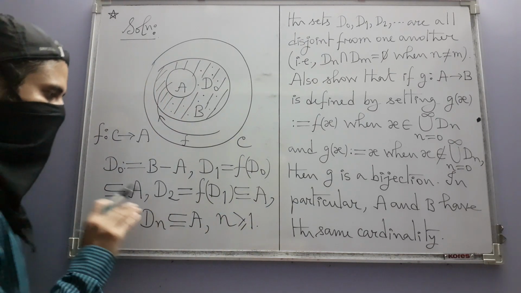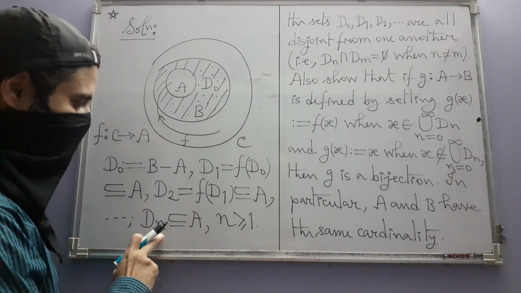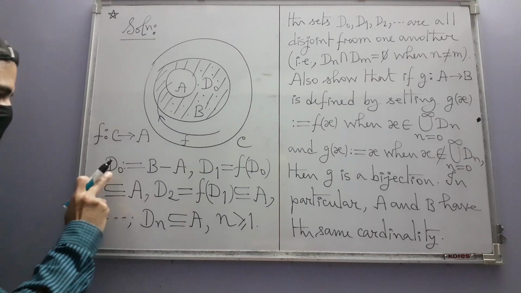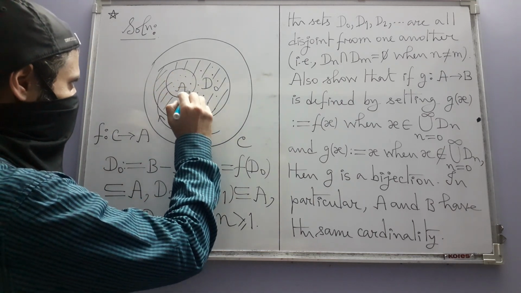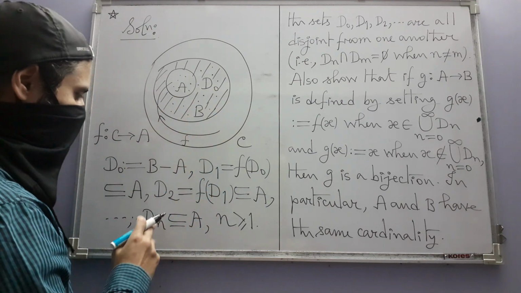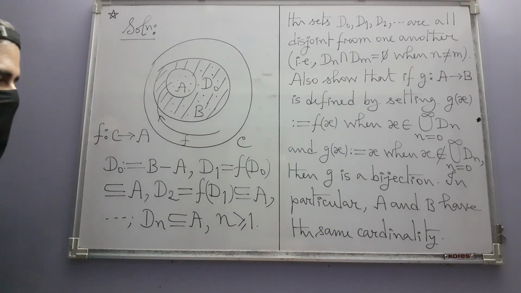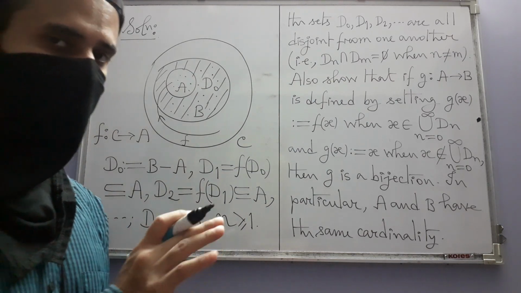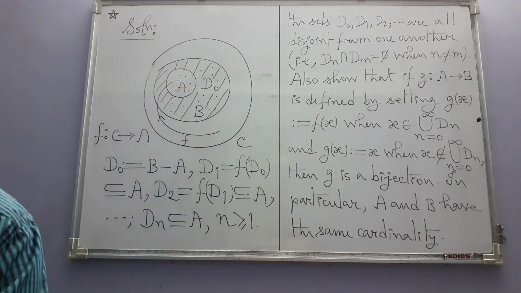And this also says something else about the relationship between such Dn's and D0, because all of these Dn's are going to lie inside A and D0 is disjoint with A. So D0 in particular is disjoint with these Dn's also, and that is the first thing we are going to write in the solution. So let's start the solution with that.